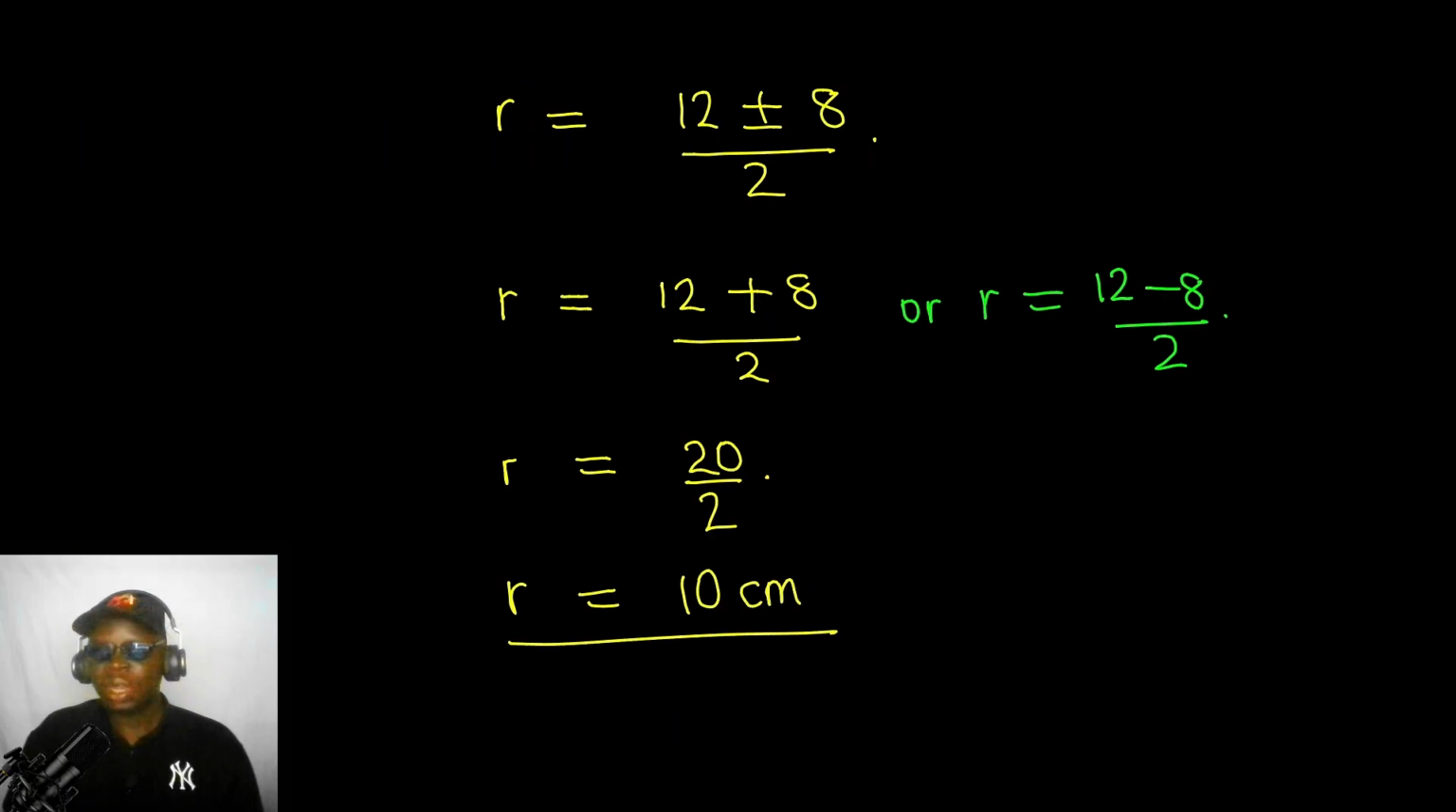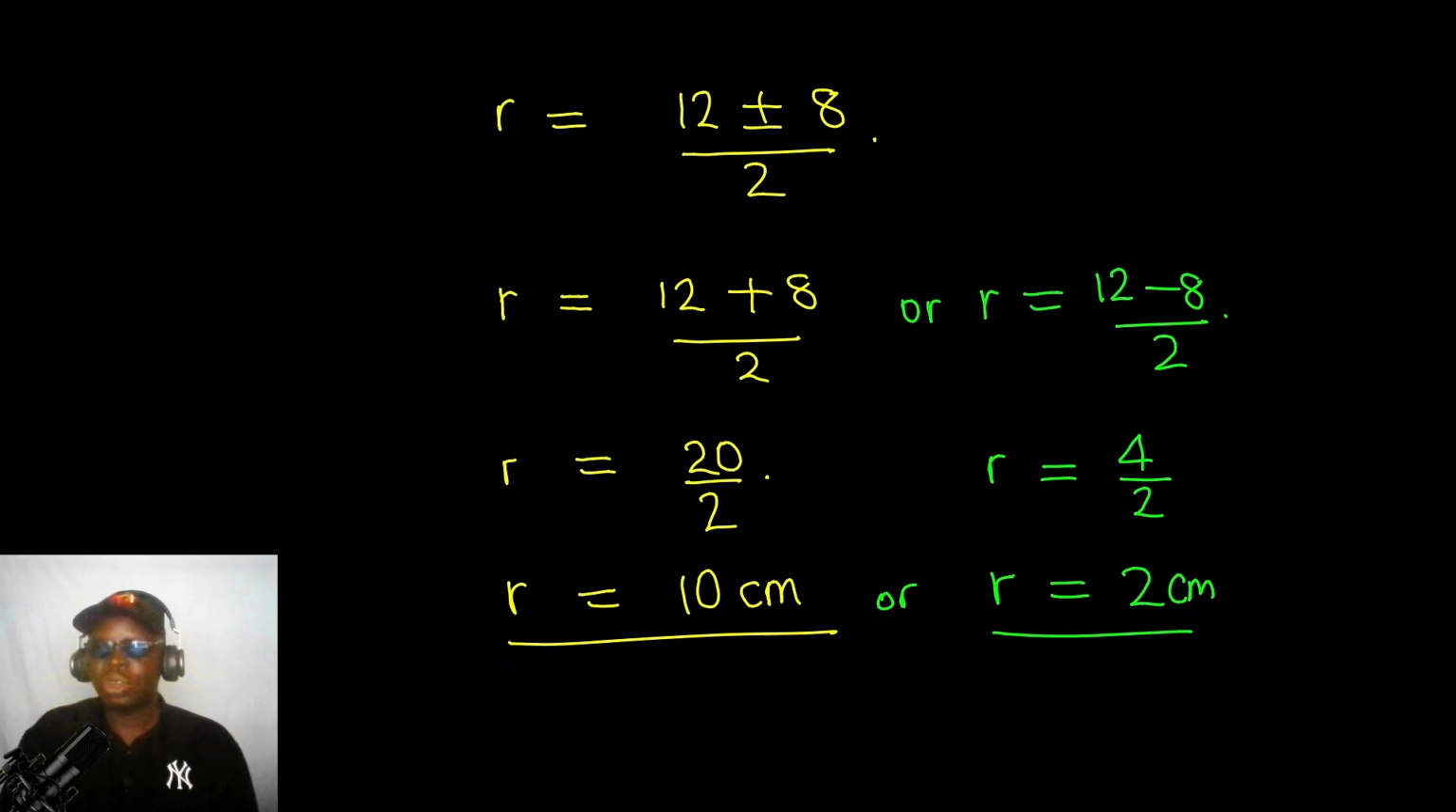So we're going to have two answers. This one's going to be correct. Let's move on and finish this. 12 minus 8 is 4, and 4 divided by 2, our r is also 2. We have two answers. Okay, let's say centimeters.